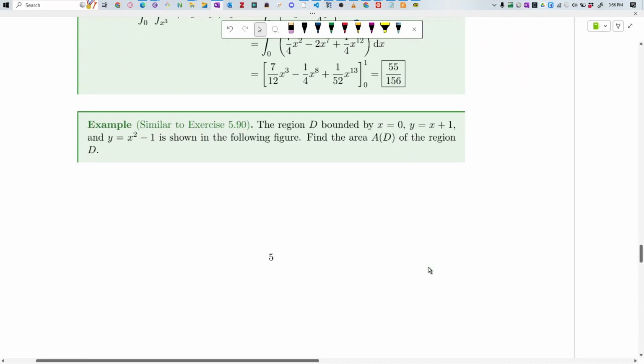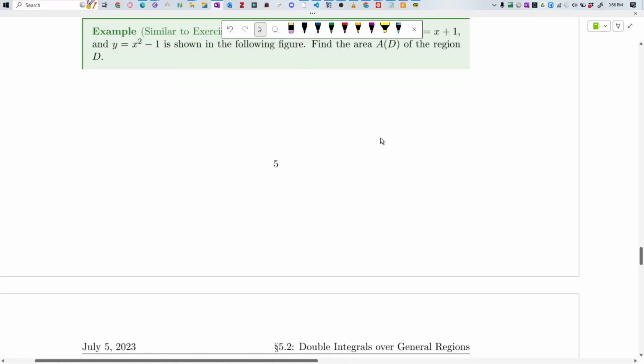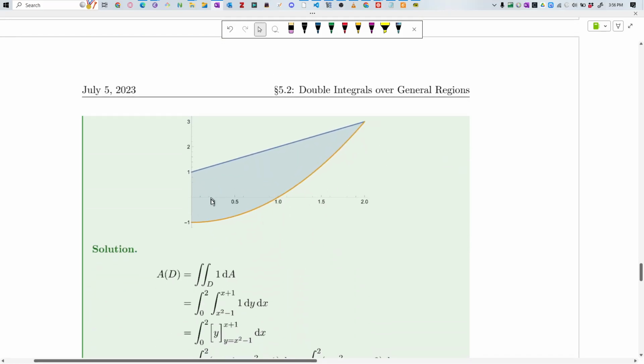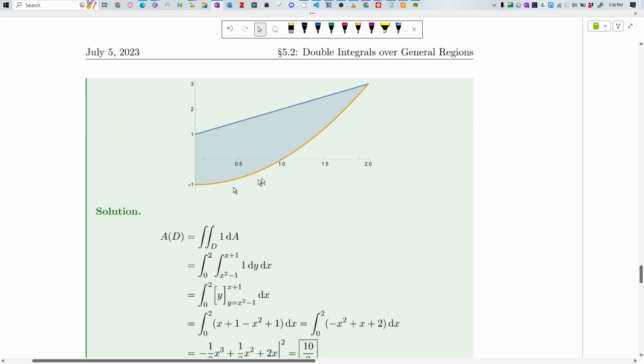Let's see. We have a region bounded by these equations, and then you want to find the area. So to find the area, you integrate the function 1, and this is a picture of the region. So I changed up the functions themselves. So notice that this region has a particular integration order that you'd want to use. You would want on the outside to sweep over x, and your inner integral you would want to sweep over y.